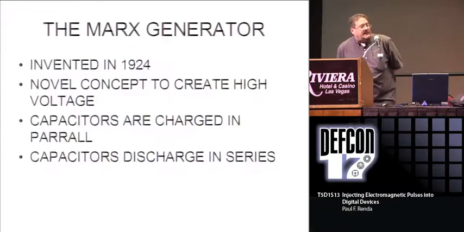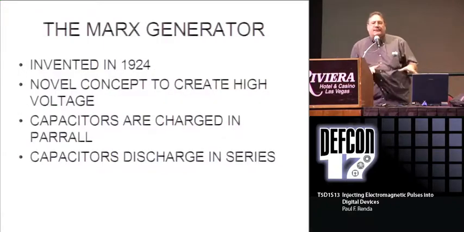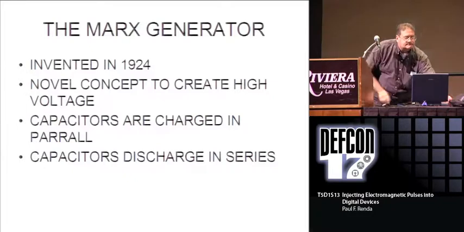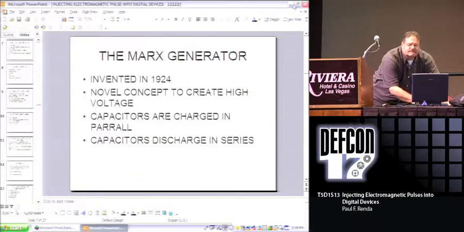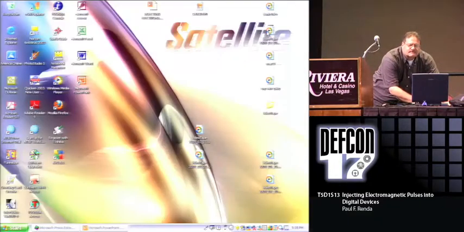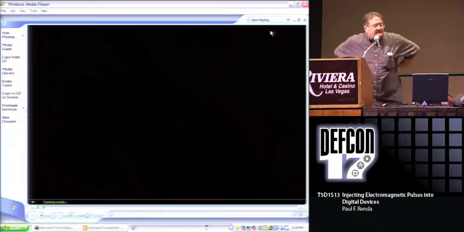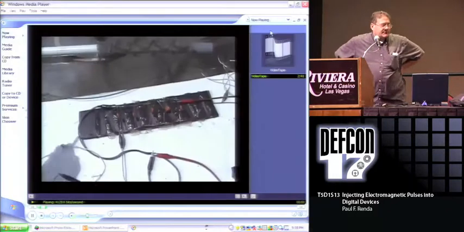The Marx generator, and everything that you see on the videos is powered by a Marx generator. Invented in 1924, it's just a concept now to create high voltage. Capacitors are charged in parallel, capacitors are discharged in series. Now we're going to have another video showing a Marx generator and a charging circuit.